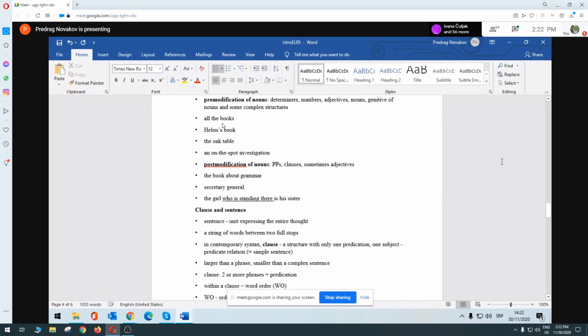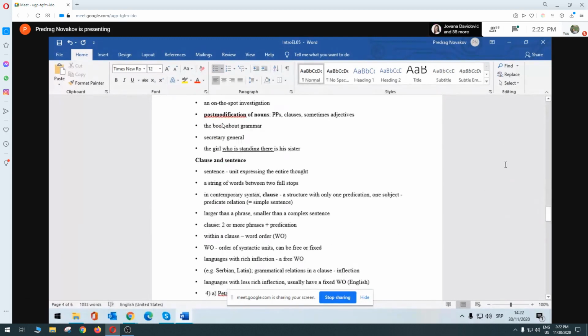An on-the-spot investigation: on the spot is a prepositional phrase functioning as a pre-modification of a noun, okay? So again, complex structures like these. Now let's check the post-modification of nouns. We have a list here: prepositional phrases, PPs, clauses, sometimes adjectives, rarely in English. This is the typical structure, post-modification meaning following the nouns, after the nouns.